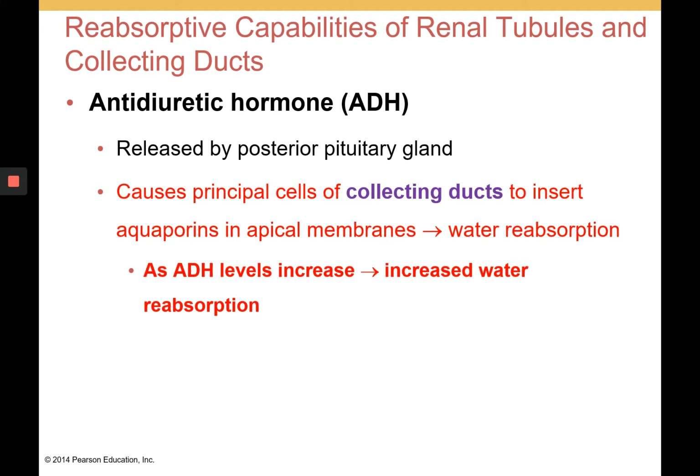is actually released from the pituitary gland, but acts on the principal cells of collecting ducts. It causes the insertion of aquaporins into these principal cells, specifically on the side of the apical membrane, which is near the filtrate, or the lumen of the tube. This will increase water reabsorption into the collecting duct and will decrease the amount of water that's in filtrate. So as ADH levels increase, we see increased water reabsorption and increased filtrate concentration.